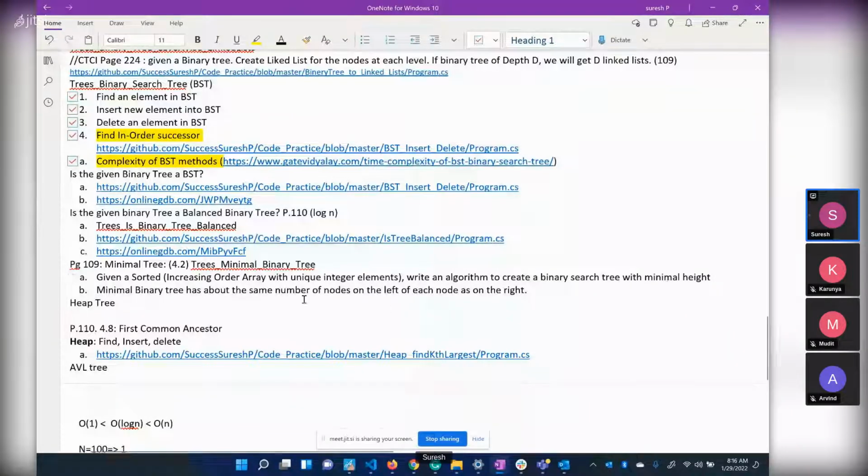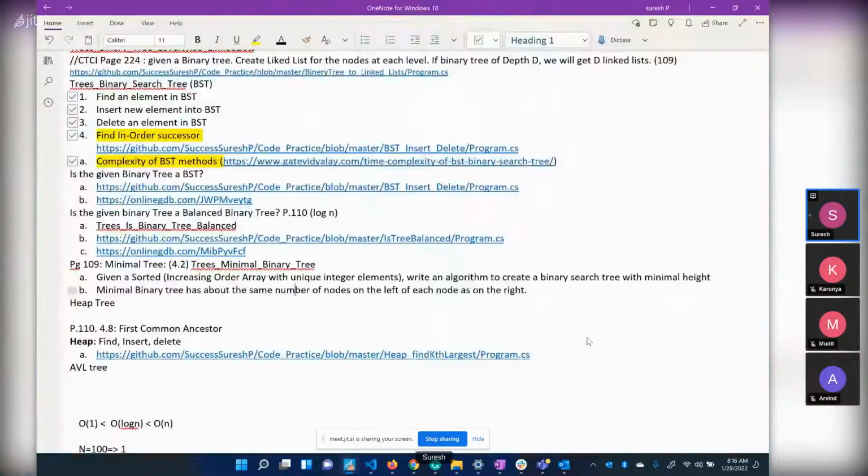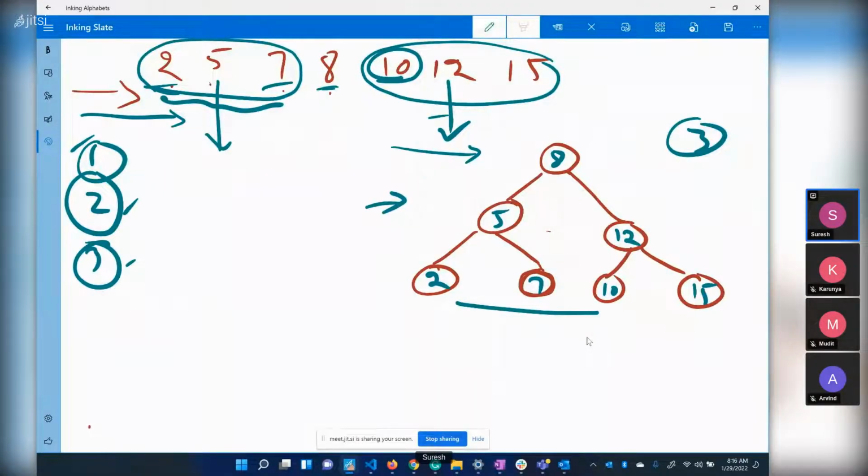So what is a minimal binary search tree? A minimal binary search tree has about the same number of nodes on the left of each node as on the right side. If you look at this one, this is a balanced binary search tree. What we got here is the given array with all the elements. We got seven elements.